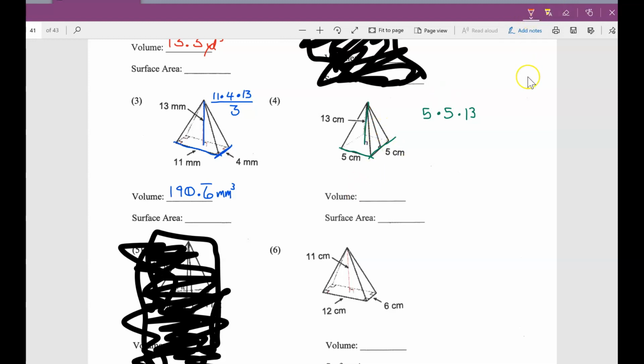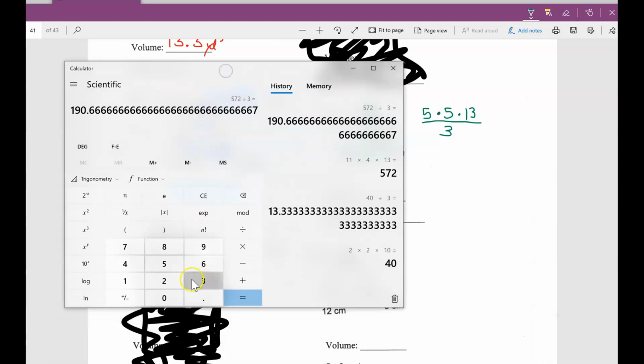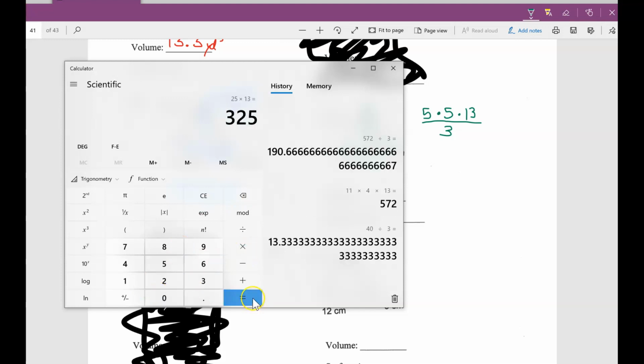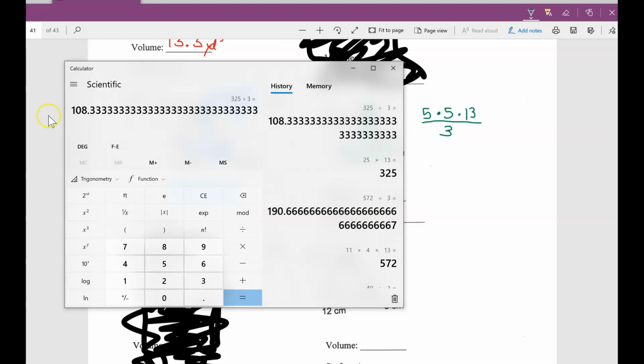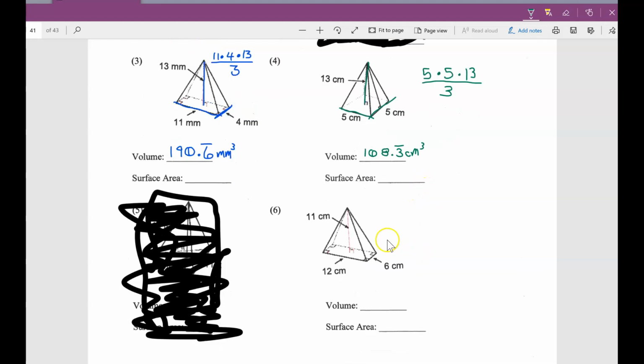So we take our 3 volume measurements, left to right, front to back, floor to ceiling. We multiply all those together and divide by 3. So 5 times 5 is going to be 25. We know that. Oops. Multiply that by 13. Divide by 3. We get 108.3 repeating. 108.3 repeating. And since this is in centimeters, we're going to say centimeters cubed. All right, one more example.